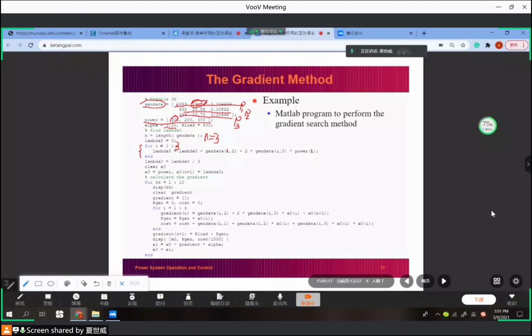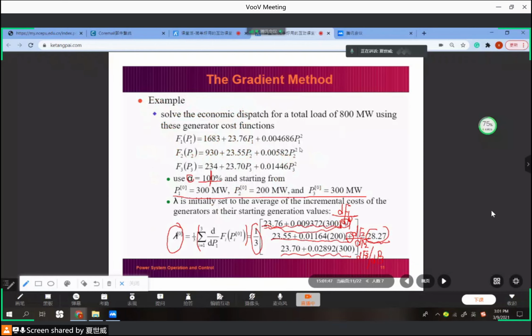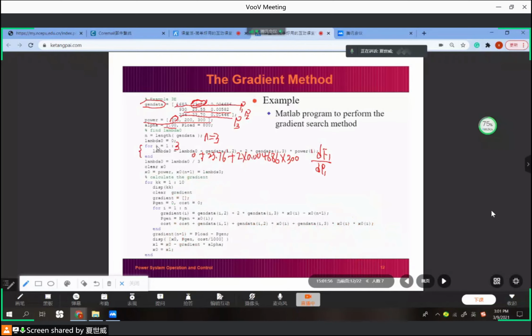So for I equals 1 it will be 0 plus 23 plus 2 multiplied by the coefficient multiplied by 300. So what's this? You see, this is just df1/dp1, because you have this expression plus 2 multiplied by this coefficient multiplied by p1. The 300 is p1. So for I equals 1 it is this.